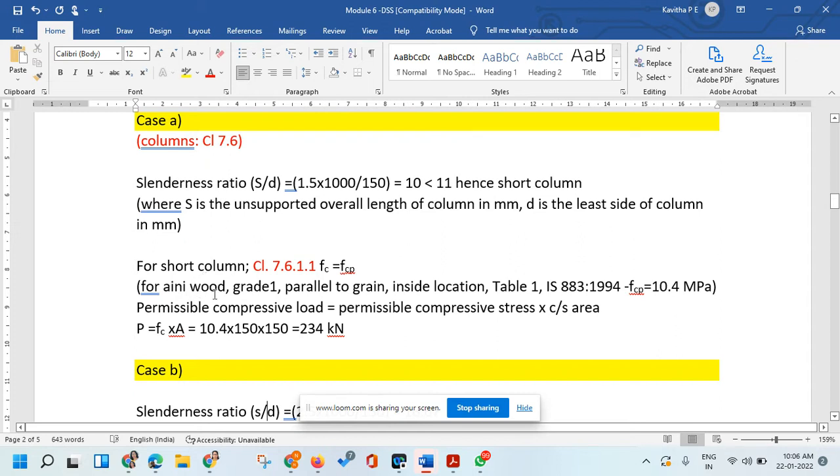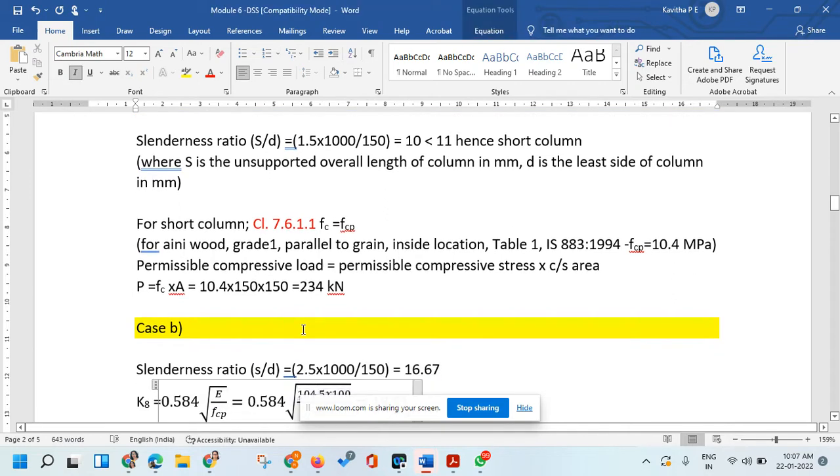So from table 1 for any wood, I'm considering grade 1 of type of wood parallel to the grade inside location, and I got FCP value as 10.4. For this question, I need only the FCP value for the short column. FC is FCP, and thus I get FC value as 10.4 from table 1, and cross-sectional area is given 150 by 150. So the load carrying capacity is 234 kilonewton.